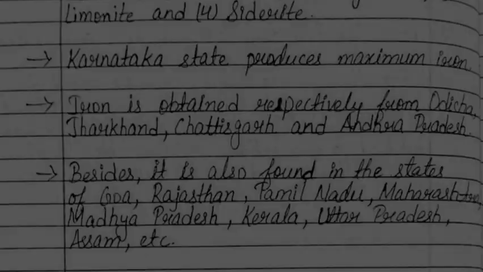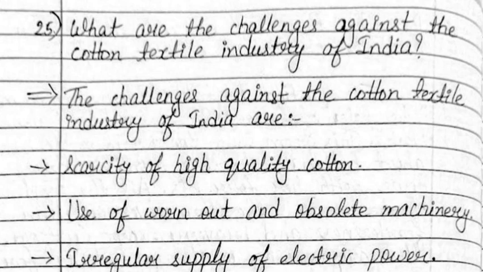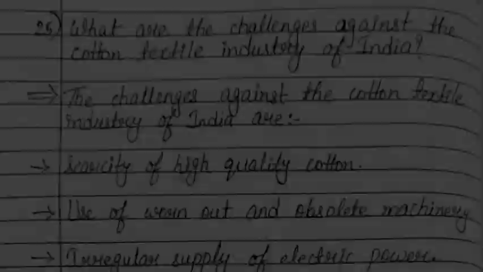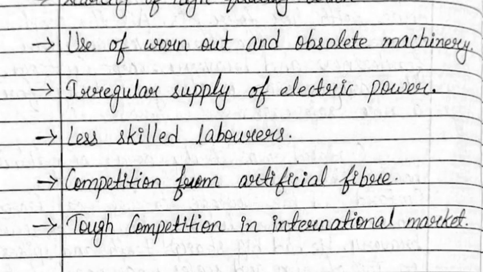26. What are the challenges against the cotton textile industry of India? The challenges against the cotton textile industry of India are scarcity of high quality cotton, use of worn out and obsolete machinery, irregular supply of electric power, less skilled laborers, competition from artificial fiber, and tough competition in international market.